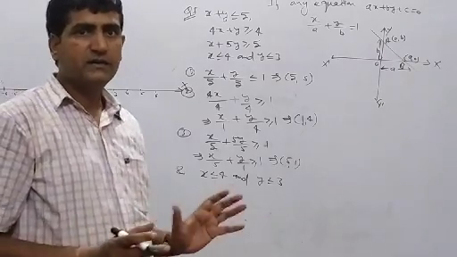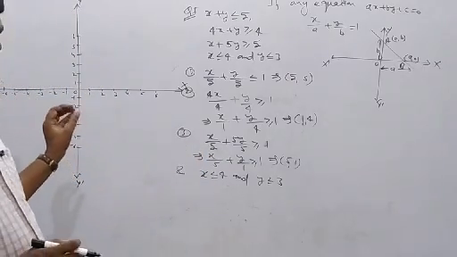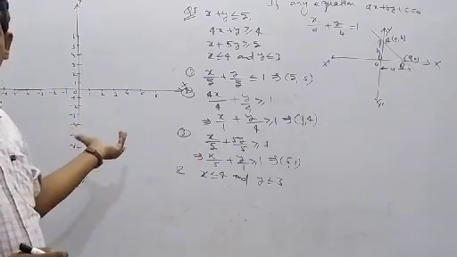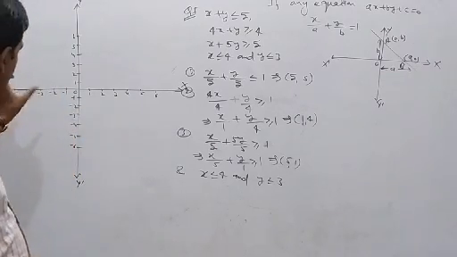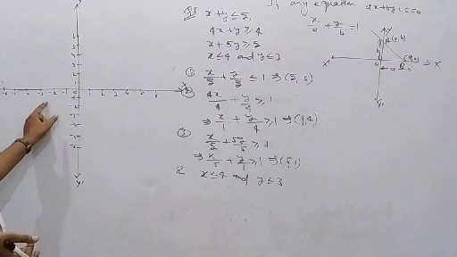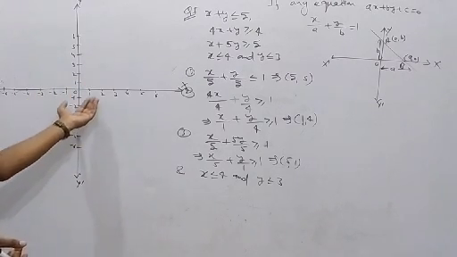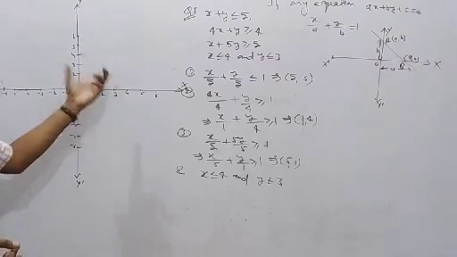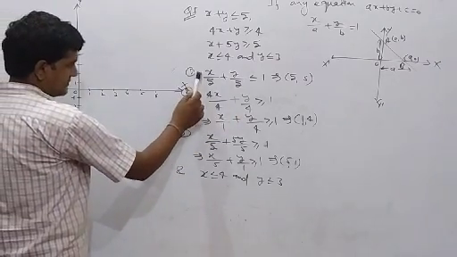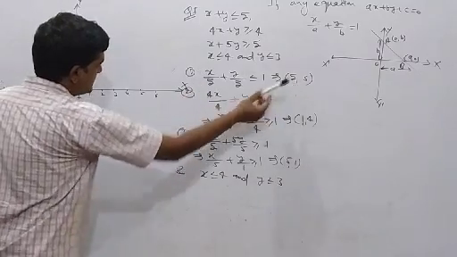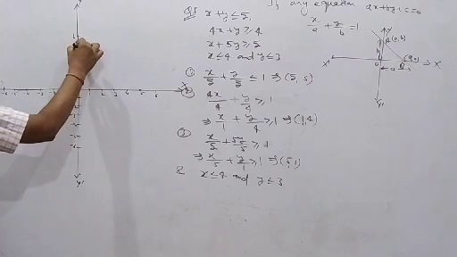It is not compulsory to take graph paper. If you want, you can take simple paper, whatever you are using. But you have to divide the units or columns along both axes into equal parts. Clear? Now for equation number 1: 5 comma 5, x is equal to 5, y is equal to 5.